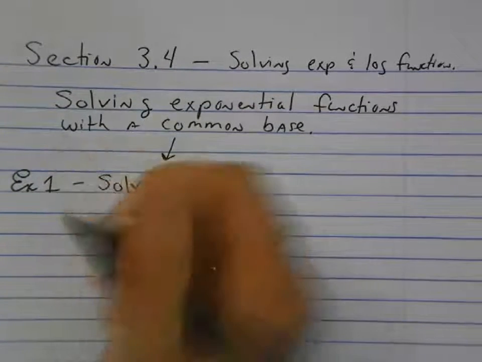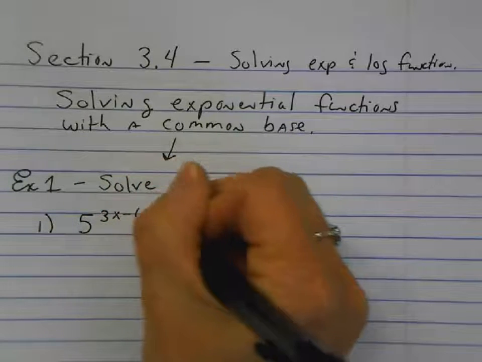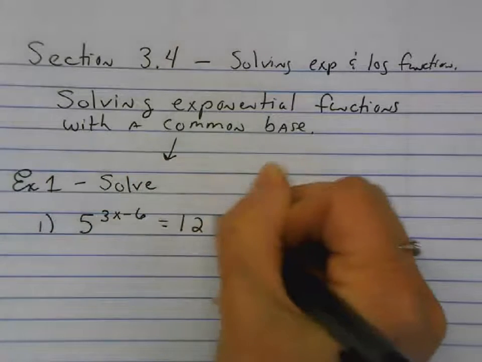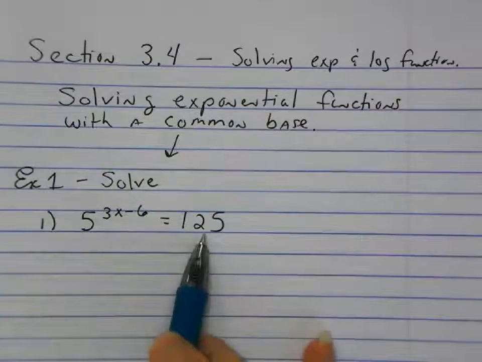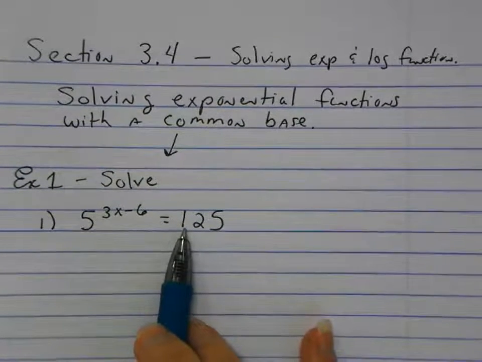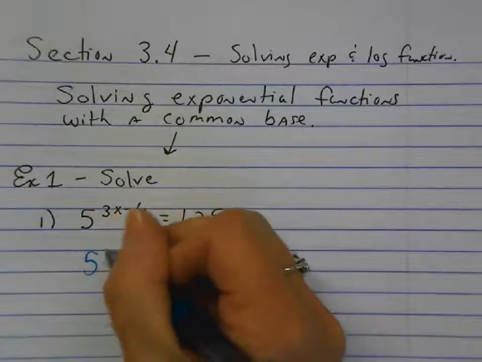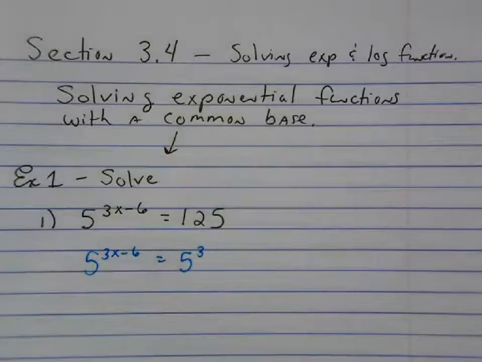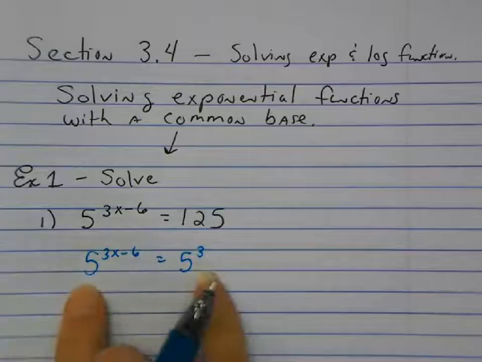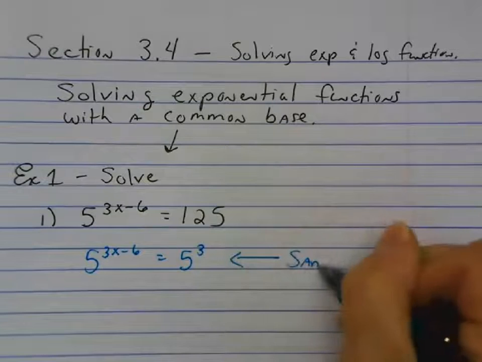Okay, here we go. Number 1: 5 raised to the 3x minus 6 equals 125. This goes back to what we almost did when we first started beginning logs, which was if I can get these to the same base, I can drop the bases and just set the exponents equal to each other. So do you agree that I can write 125 as 5 cubed? Now I have the same base, so I can drop them.